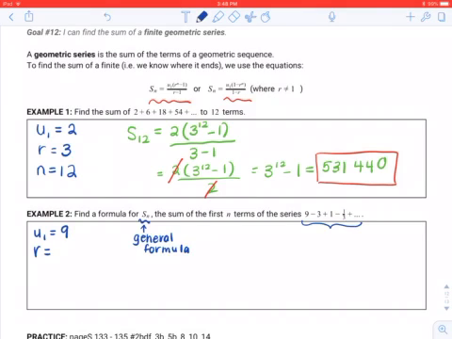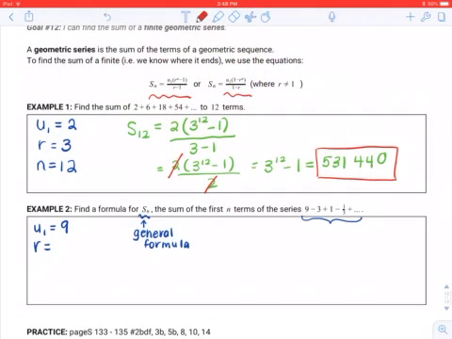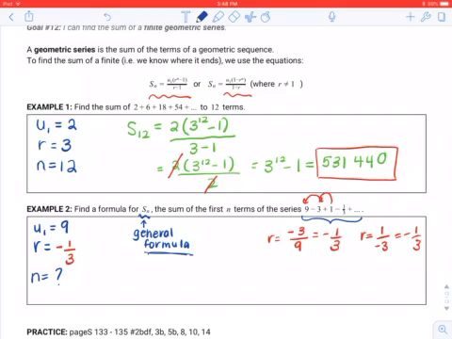My r value may not be immediately clear, so we might have to use our old trick of taking a term and dividing it by the term before it. So negative 3 divided by 9 simplifies to negative 1/3. I can do the same thing with my next set of terms, 1 divided by negative 3. And that's the same thing as negative 1/3 as well. So my r value is going to be negative 1 over 3. Unlike the last example, it's just asking me for a general formula. So I don't need to know what n is. n can just stay as n.